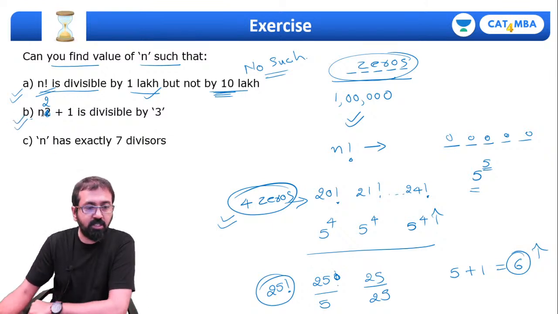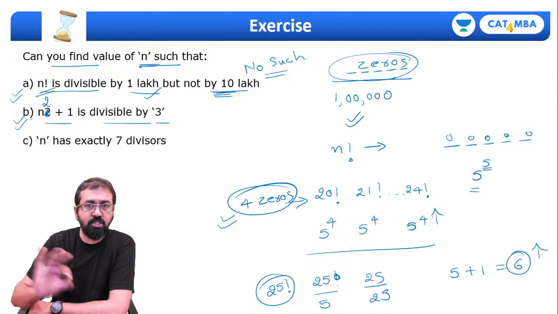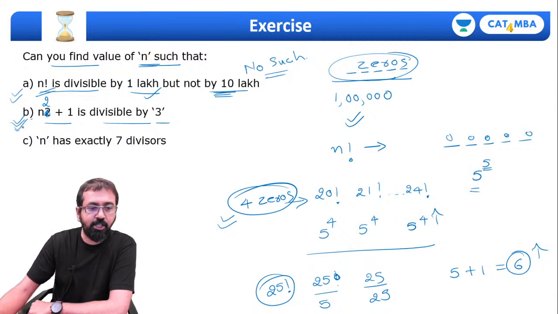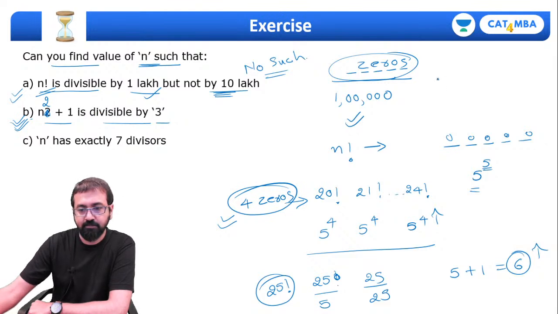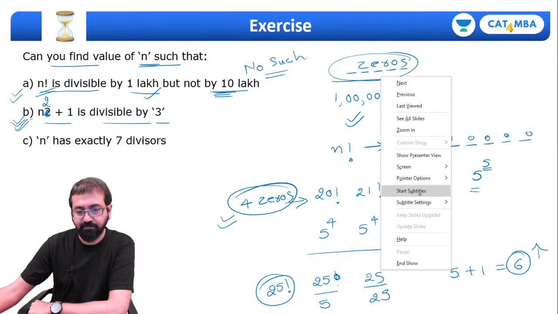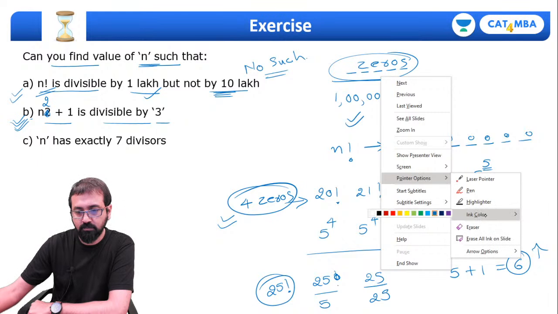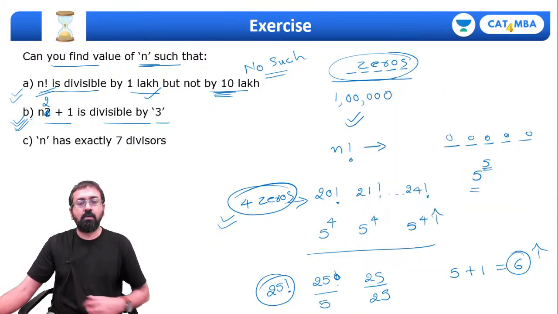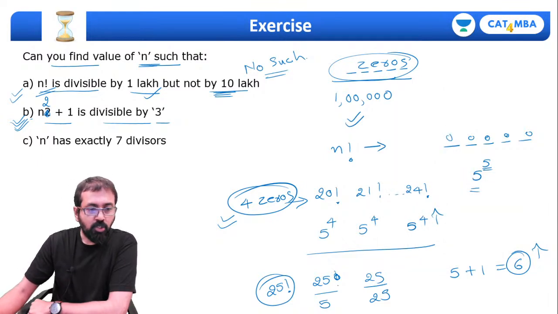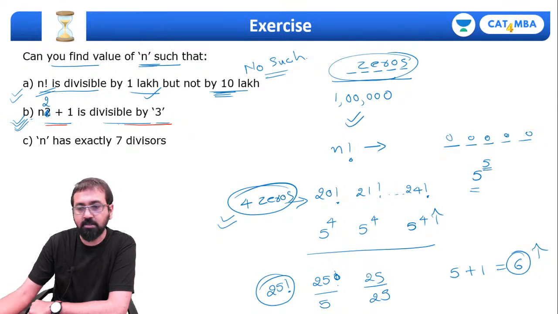Try for this question. N square plus 1 is divisible by 3. Find the value of n. Now this second question is not related to factorial. It is just a general question, everyone. You need to find one value of n such that n square plus 1 is divisible by 3.